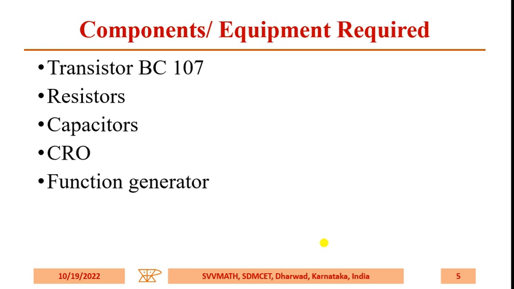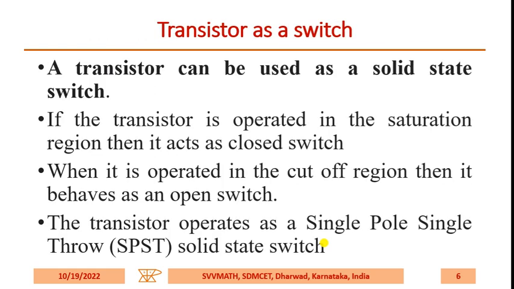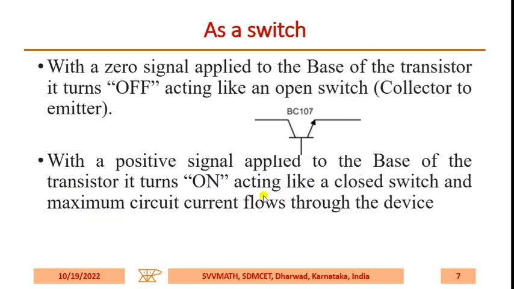Required components: we need a transistor, resistor, capacitor, a function generator, and a CRO. One should know the transistor as a switch to understand this experiment. If the transistor is operated in the saturation region, then it acts as a closed switch. When it is operated in the cutoff region, then it behaves as an open switch. It's very simple to understand.